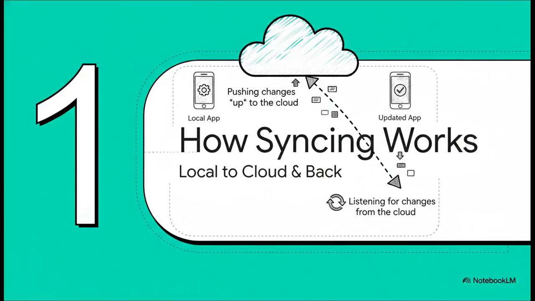Okay, so we get the what and the why. Now let's get into the how. How does this sync actually happen? The best way to think about it is like a two-way street. Your app has two main jobs. First, it has to push any local changes up to the cloud. And second, it needs to be listening for changes coming down from the cloud so it can update itself.